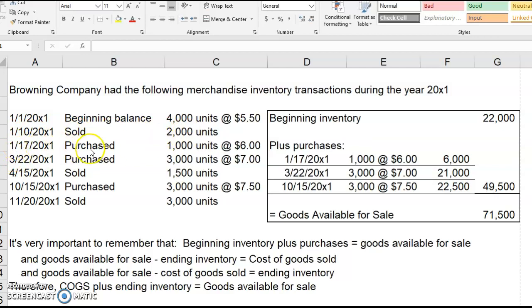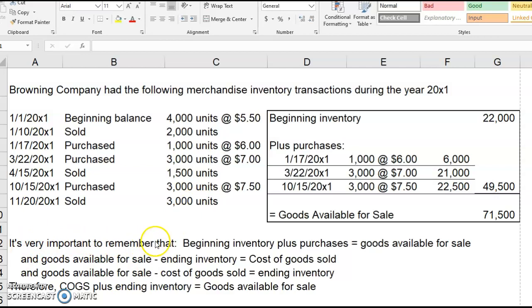On January 17th, they had purchased 1,000 more units at a cost of $6 per unit. On March 22nd, they purchased 3,000 more units at a cost of $7 per unit. On April 15th, they sold 1,500 units. On October 15th, they purchased 3,000 units at a cost of $7.50. And on November 20th, they sold 3,000 units.